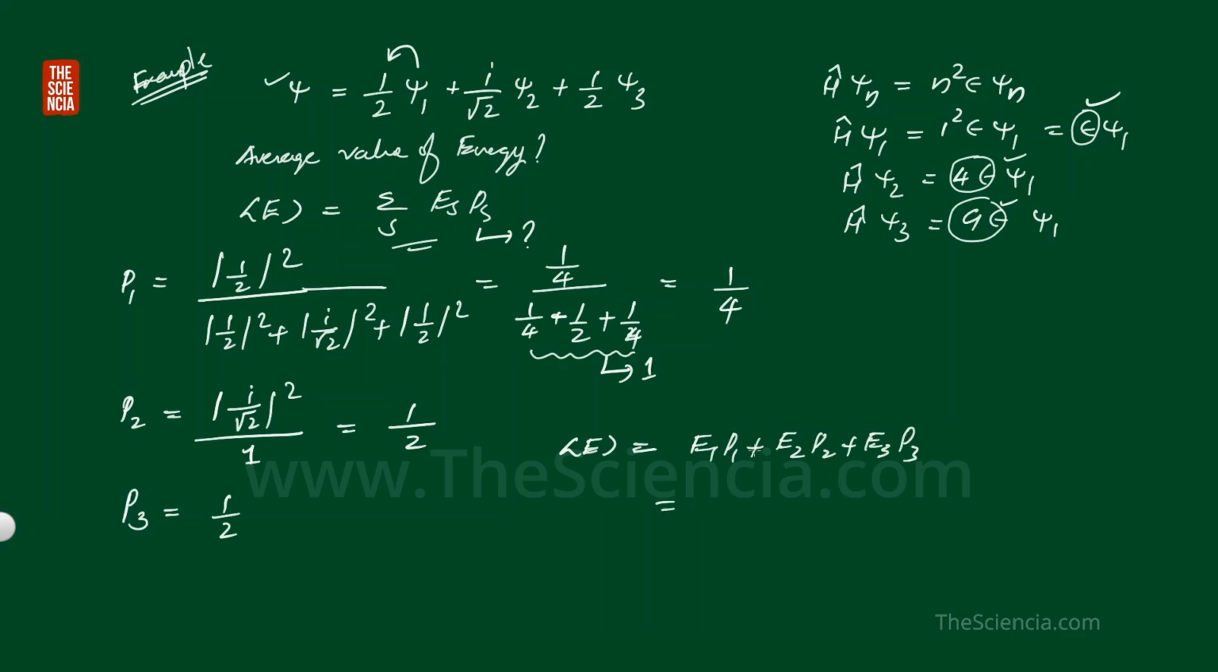So we know the value of E1. E1 is E into the probability of the first state, that is P1, that is 1 by 4, plus E2 is 4E into P2 is 1 by 2, plus E3 is 9E into P3 is 1 by 2. So by adding these terms, you will get the answer, the average energy. Okay.